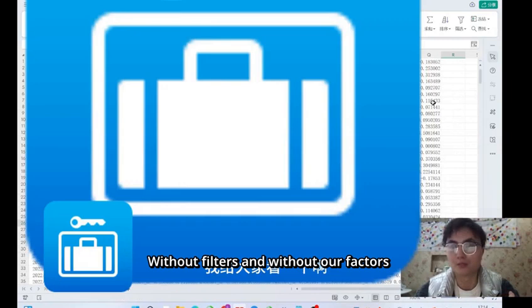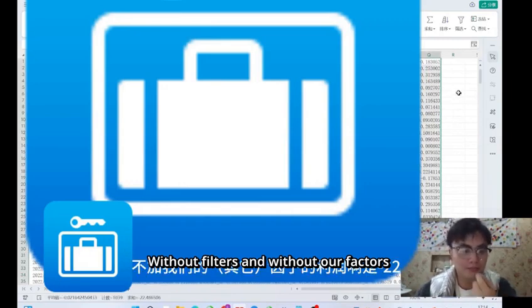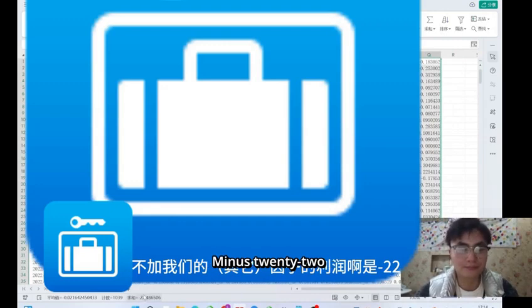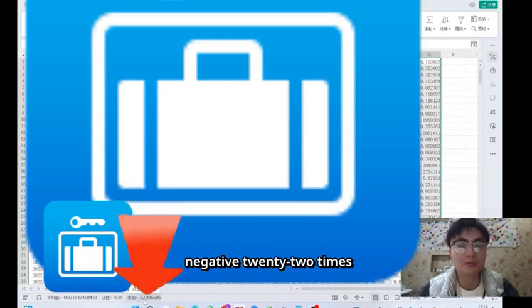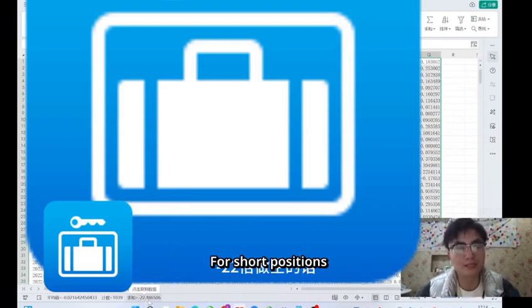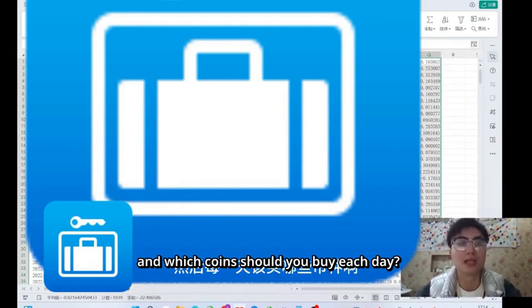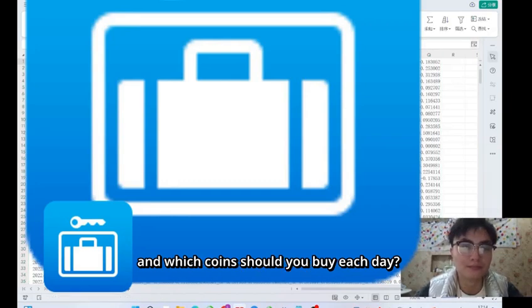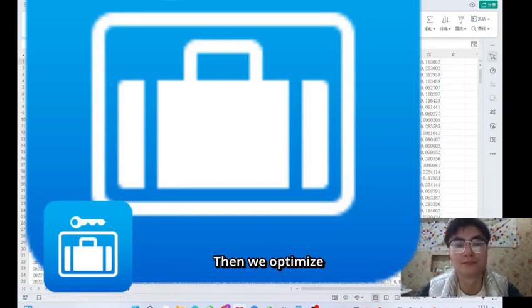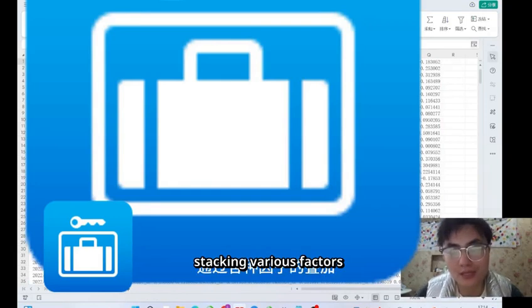Let me show you without filters and without our factors. The profit is negative 22 times. For short positions, it's plus 22 times. This is without any filter. And which coins should you buy each day? It's all written above. Then we optimize, stacking various factors.